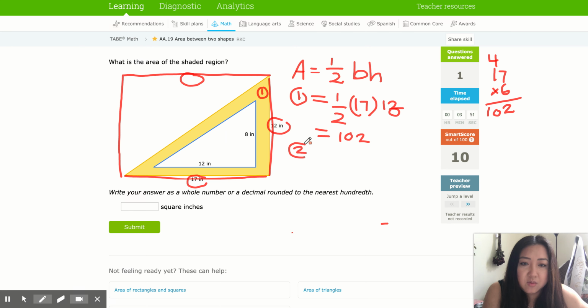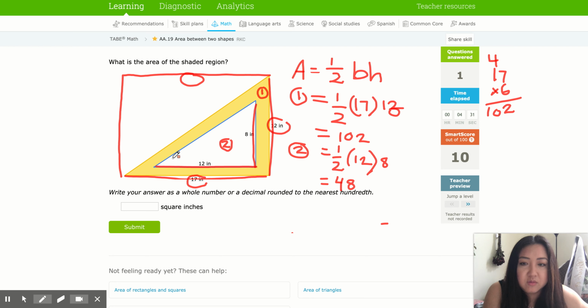For the second one, the white triangle in here. All right, I need to do my base times my height here, but divide that by 2 as well. So that's 1/2 times 12 times 8. And again, what I like to do is I like to right away divide one of these numbers in half. So let's do 12 in half. So 12 divided by 2 is 6. So right away I'm going to do 6 times 8, which is 48.